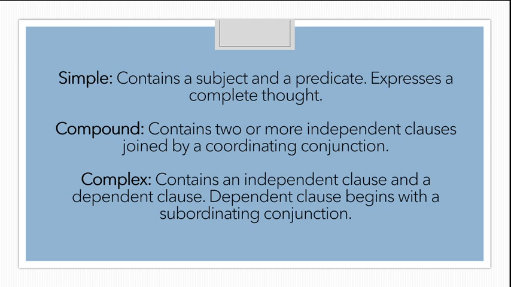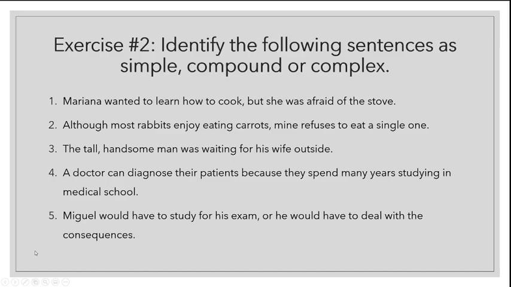although the dog ate his food, he was still hungry later. So if we separate although the dog ate his food, that is an incomplete thought and it's dependent. And the other clause, he was still hungry later, that would be an independent clause. They're joined together by the subordinating conjunction although. Okay? So here's exercise number 2.